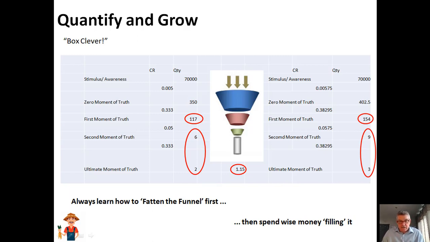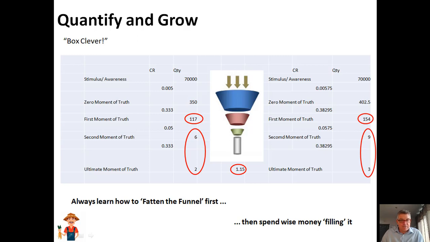The other thing about boxing clever here is learn how to fatten the funnel first. So you want to learn how to increase your conversion rates in each level before putting money in the top. Because to learn the lessons of those conversion rates, you don't need quantity. You need data on the conversion rate. So you only need enough people in that funnel when you're testing to prove the hypotheses of how you can improve those conversion rates. Once you are confident that your funnel is performing well, then spend money in it.